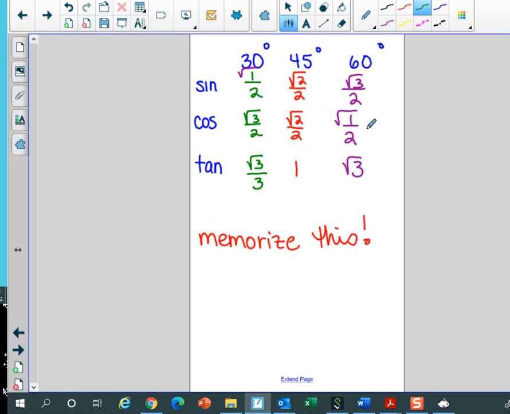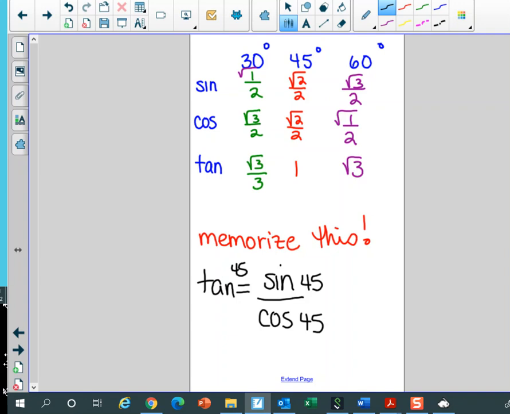1, 2, 3, 3, 2, 1, 3, 3, 1, 3. Okay. I'll give you even one more trick. Tangent actually always ends up to be the sine over the cosine. So if I want tangent of 45, if I put the sine of 45 over the cosine of 45, that will give me the tangent.